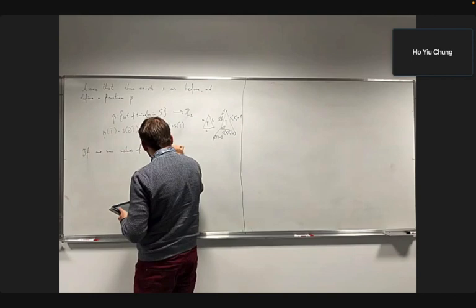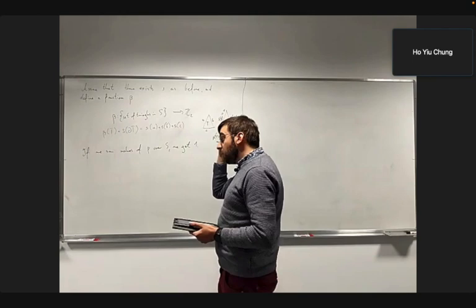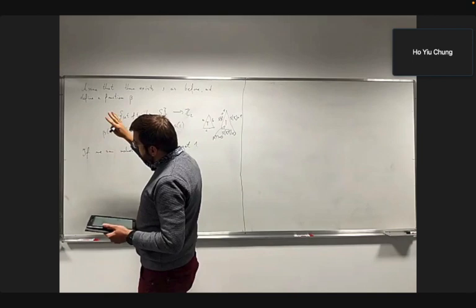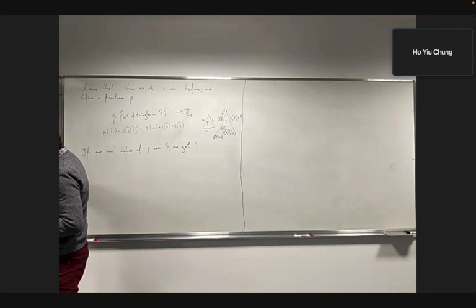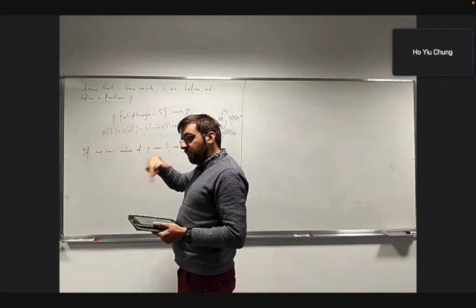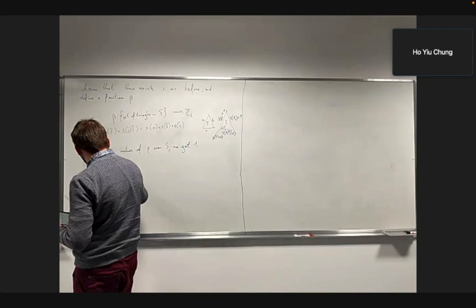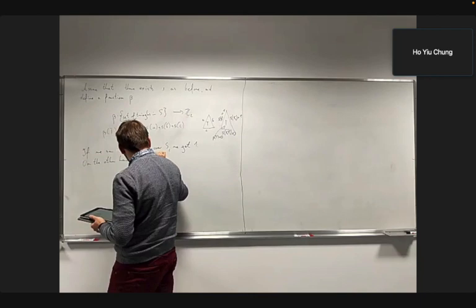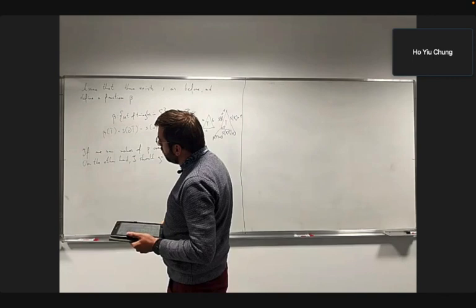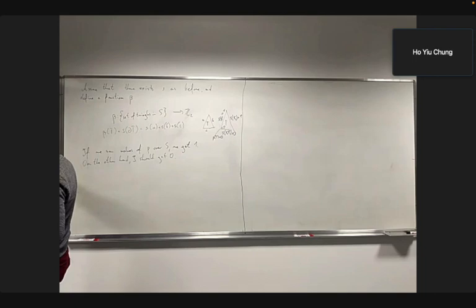However, just by the definition of beta, I defined beta to be the sum of values assigned to edges, right? So now, just by the definition of beta, on the other hand, I should get 0. It is just because every edge over here is adjacent to exactly two triangles. So we get a contradiction again.